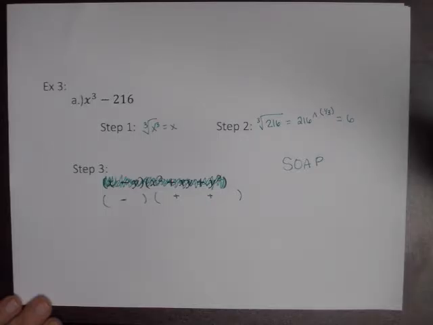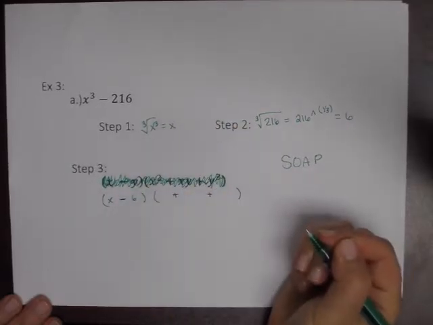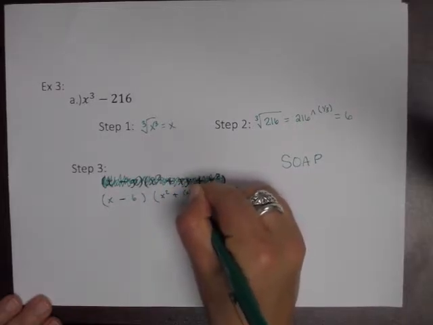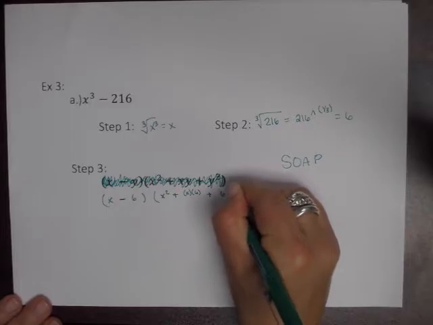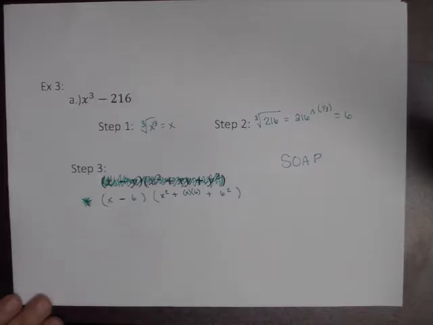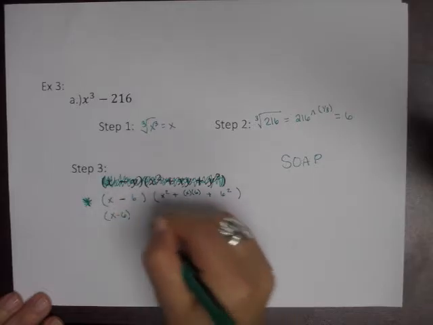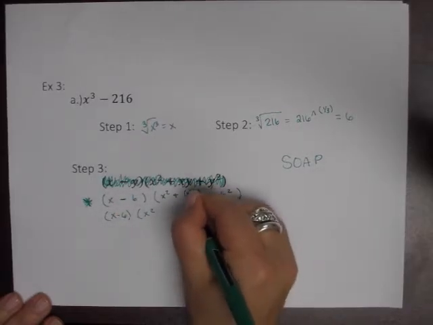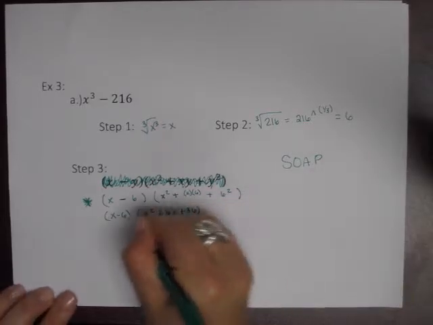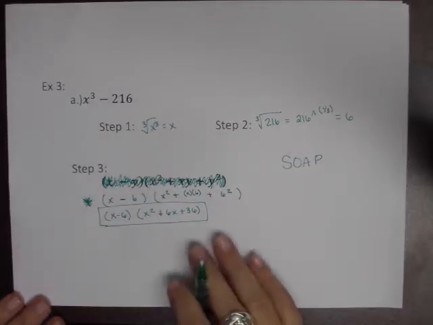So then after that, we can plug in. For our binomial, it's just going to be the values that we just found, x and 6. For our trinomial, it's going to be x squared, then x times 6, and then 6 squared. I need to see this step. If I don't see this step, you will not get full credit. So the last thing we have to do is just clean it up. So I go x minus 6 times x squared, x times 6, so plus 6x plus 36, and I'm done.